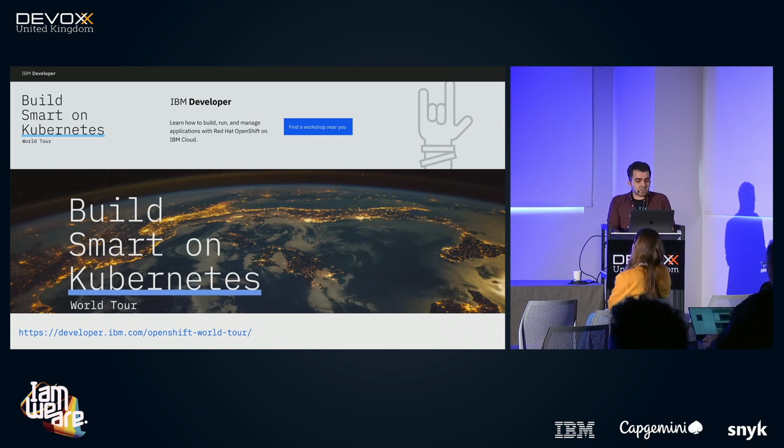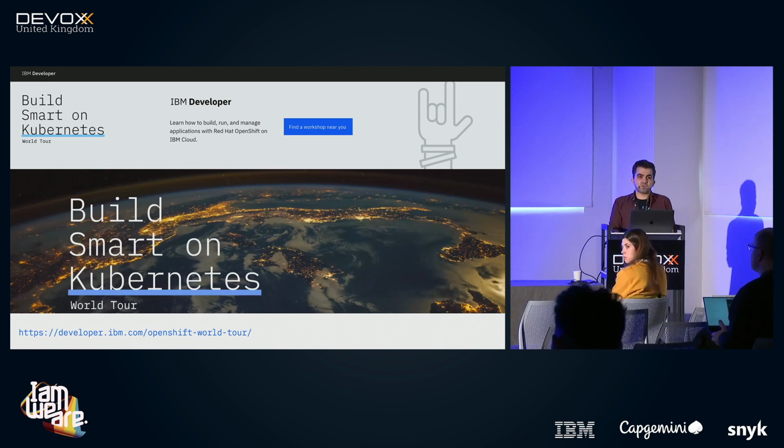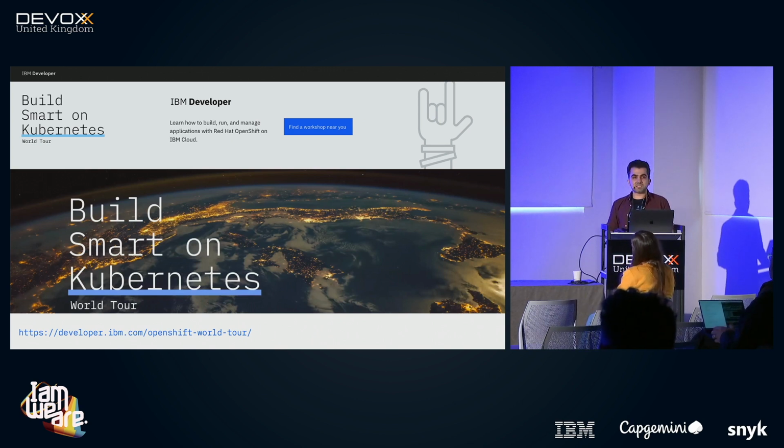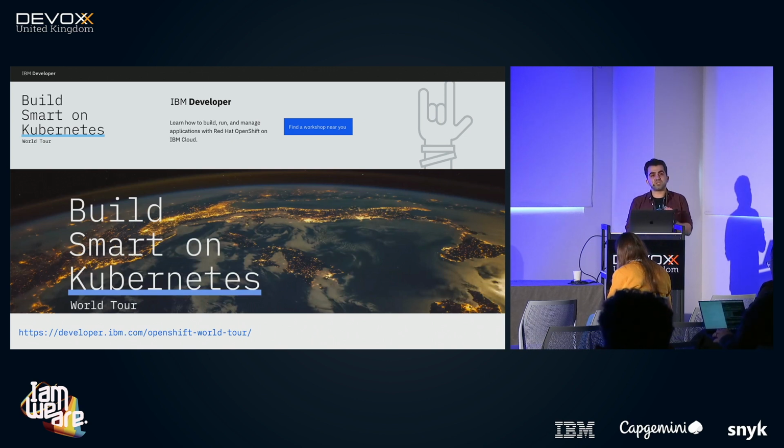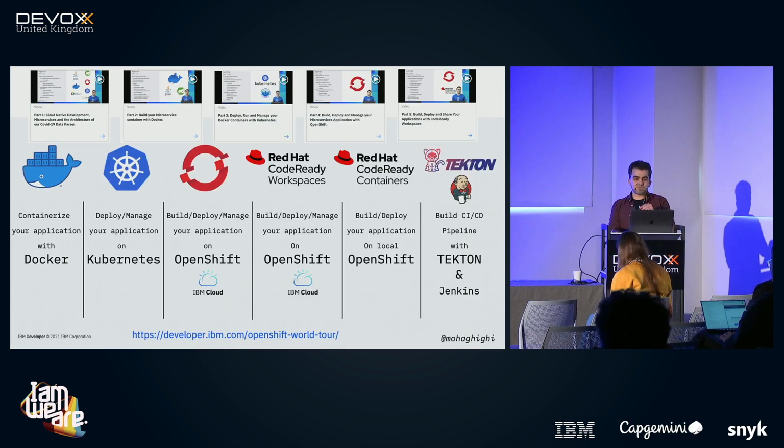Last, since I've got a little bit of time left, I want to tell you about our OpenShift World Tour. If you search for OpenShift World Tour or Build Smart on Kubernetes, this is our initiative. Since the topic of my talk is cloud native, we've got a great educational series on cloud native development, building applications with OpenShift and running different applications in Kubernetes and OpenShift. And I'm going to give you the examples here.